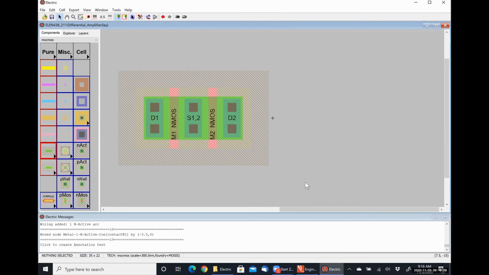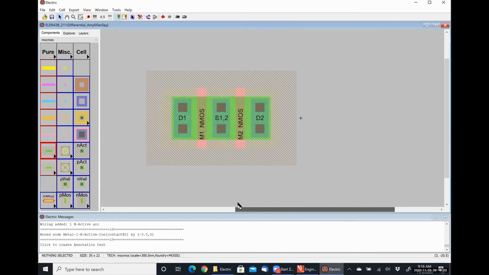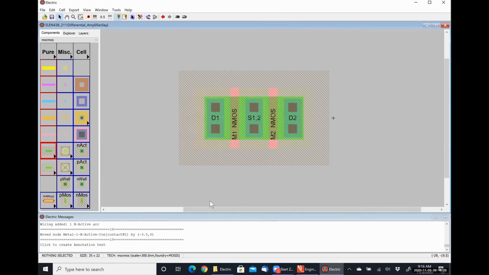All right, so our sources are tied together by definition. Our drains are not, our gates aren't tied to anything, so this is looking pretty good here. The only thing I'm currently considering is whether or not I want to put a guard ring around this guy. And the reason I'm undecided is because this source isn't tied to ground, right?